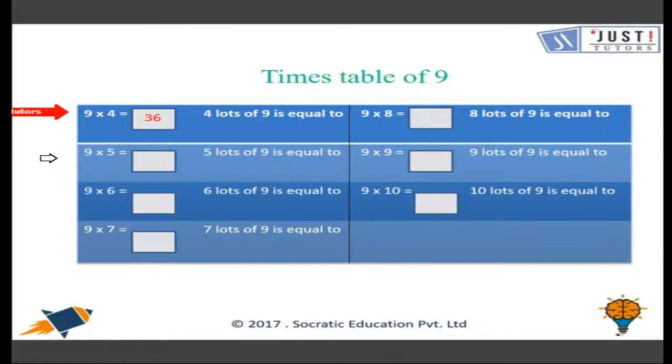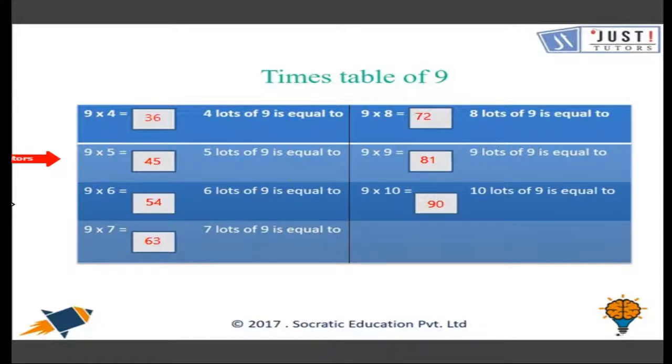Then similarly, 9 times 5, or 5 lots of 9, will be equal to 45. Then 6 lots of 9, or 9 times 6, will be 54. 7 lots of 9, or 9 times 7, will be 63. Then 8 lots of 9, or 9 times 8, will be 72. And 9 times 9, or 9 lots of 9, is equal to 81. And the last one, 10 lots of 9, will be 90.